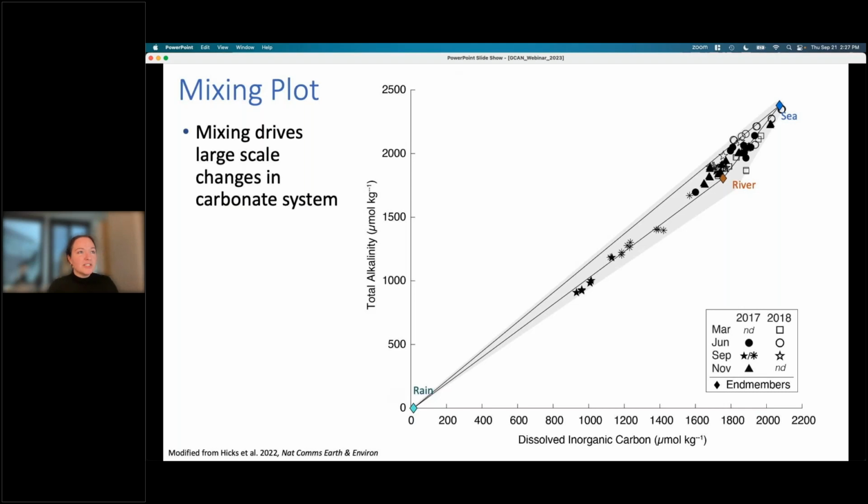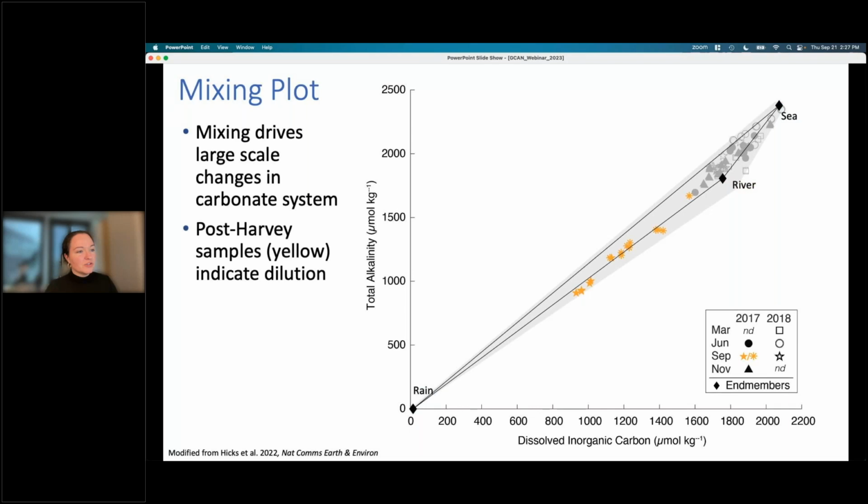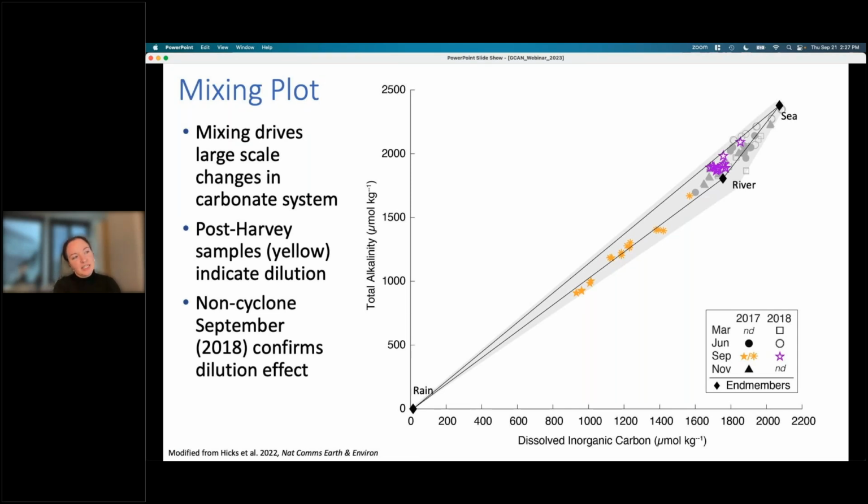In particular, most of our data seems to appear between the river and seawater end members, which is indicative of generally a two primary end member system. However, our tropical cyclone data after Harvey, indicated by yellow here, show a much larger dilution effect with both lowered TA and DIC. When we compare this to our non-Harvey seasonal September 2018, we confirm that this dilution effect is most likely in response to the tropical cyclone, given that it is not a seasonal impact seen in other September sampling time points.